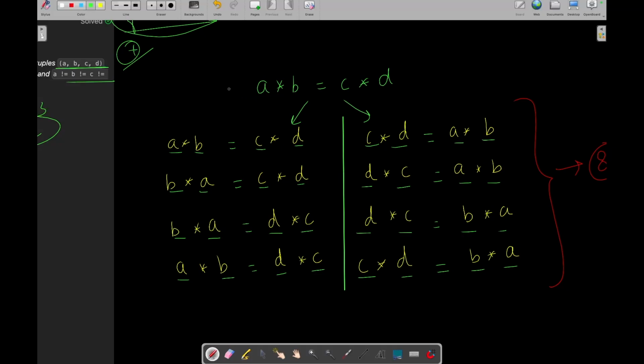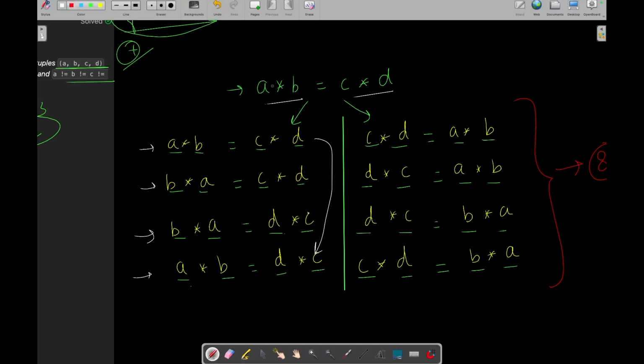Even if we can form only a single pair, A into B equals C into D, we can arrange the digits in this pair in 8 ways. How? See. First we have the pair A into B, C into D, right? Then A and B can be swapped, right? And if we swap A and B, then on the other hand C and D can also be swapped. And if we don't swap A and B, then C and D can be swapped, right?